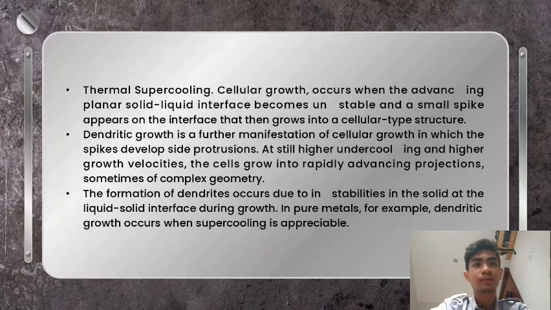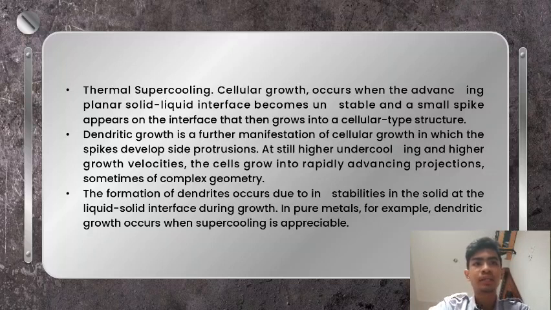Thermal supercooling, cellular growth. When the advancing planar solid-liquid interface becomes unstable, small spikes appear on the interface that then grow into a cellular type structure. The planar surface becomes unstable because any part of the interface that grows ahead of the remainder enters a region in the liquid that is at a lower temperature.